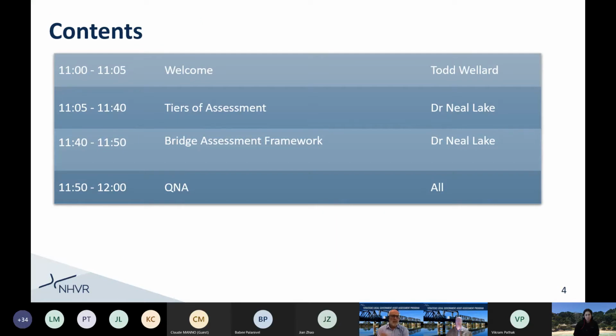Very quickly, the agenda for today: a quick welcome, then we'll have a look at the tiers of assessment. This is really important in terms of the distinction between tiers and levels of inspection, which you might be familiar with in terms of how you manage your assets. It's very important that we understand those fundamental principles, and then we'll look at the bridge assessment framework that we've developed and are working with here, and how that framework is being implemented through the project. Assuming we've got some time at the end, a bit of a Q&A.